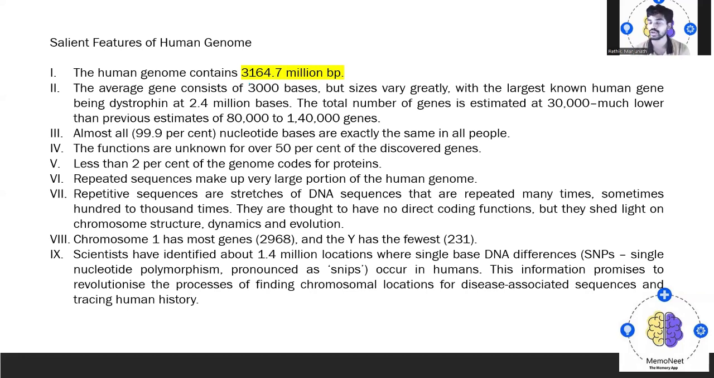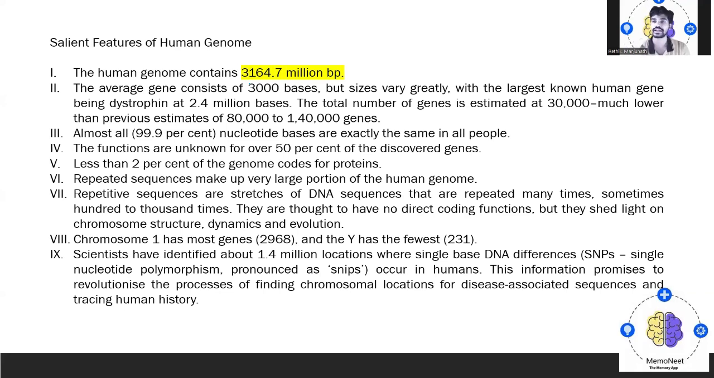That means the total number of genes in the human genome project has been estimated at around 30,000, much lower than the previously estimated 80,000 to 1 lakh 40,000 genes. Then almost 99.9% of nucleotide bases are exactly the same in all people.